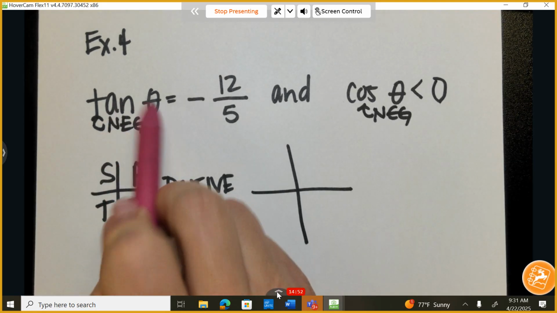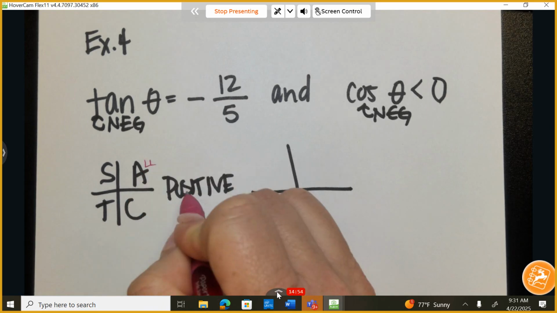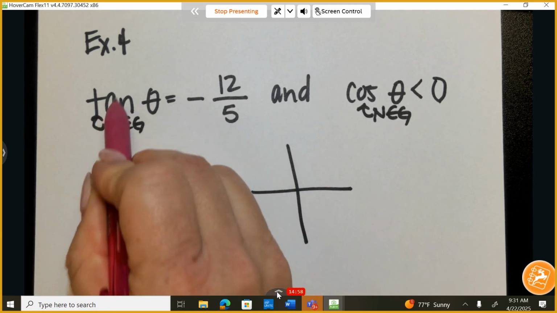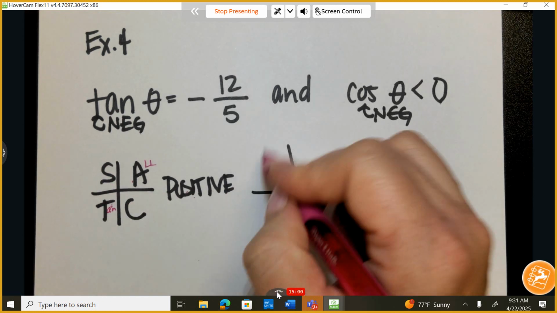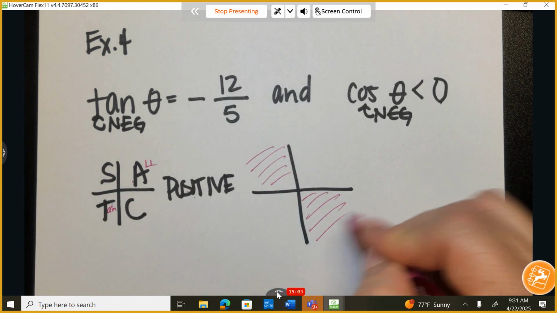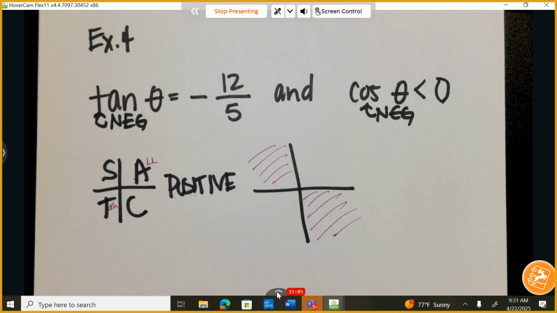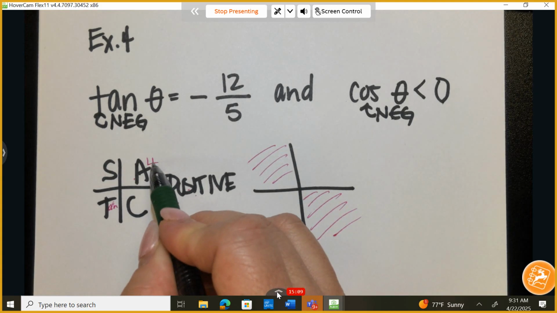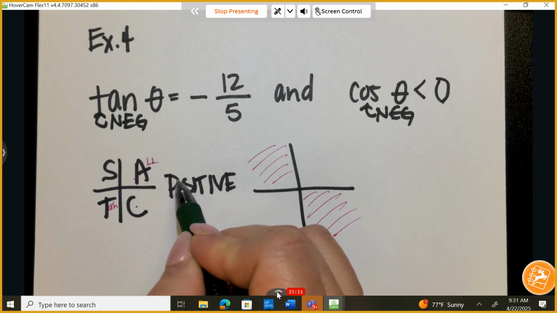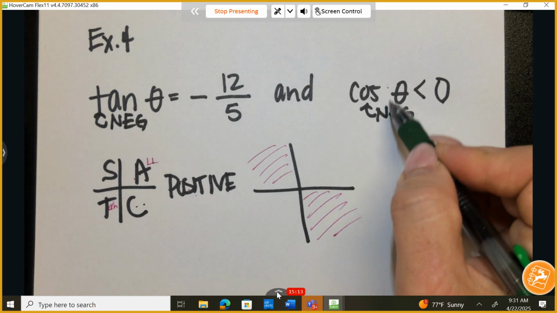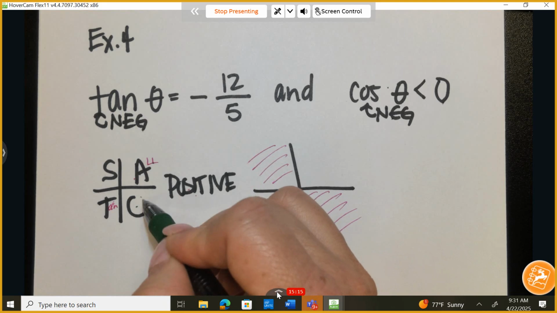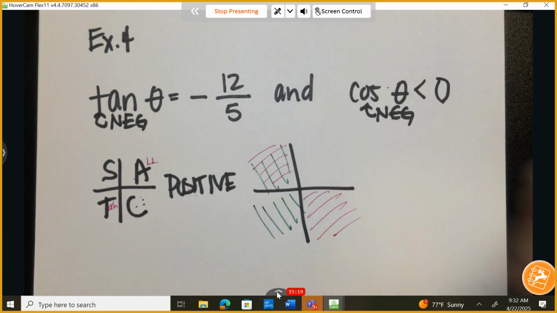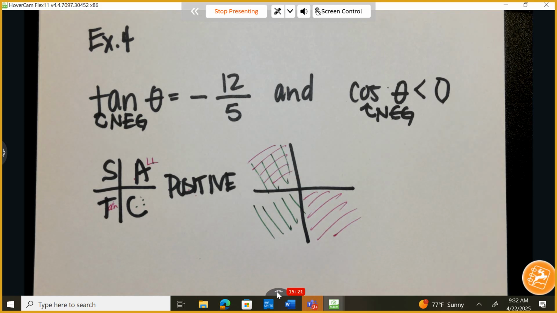Where are tangent values negative? Well, all things are positive here, and tangents are positive here, but I don't want to know where they're positive, I want to know where they're negative. So it must be in the other two quadrants. Next, where are the cosines negative? Well, all things are positive in 1, and cosines are positive in 4, but I want to know where they're negative. So if this is where they're positive, the other two will be where they're negative. And we see shading in quadrant number 3.